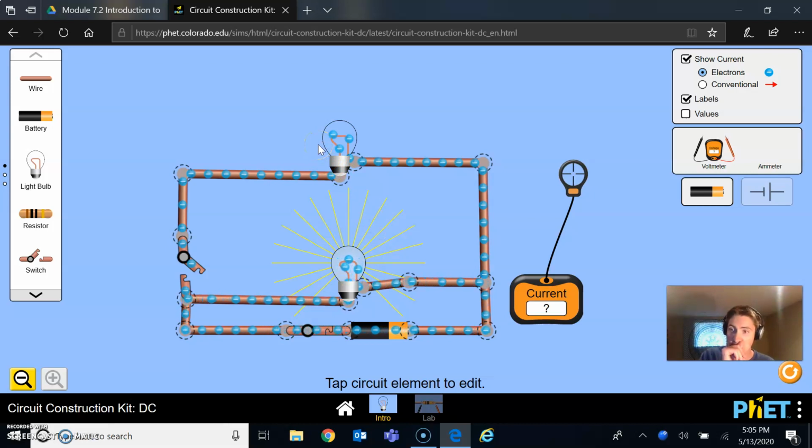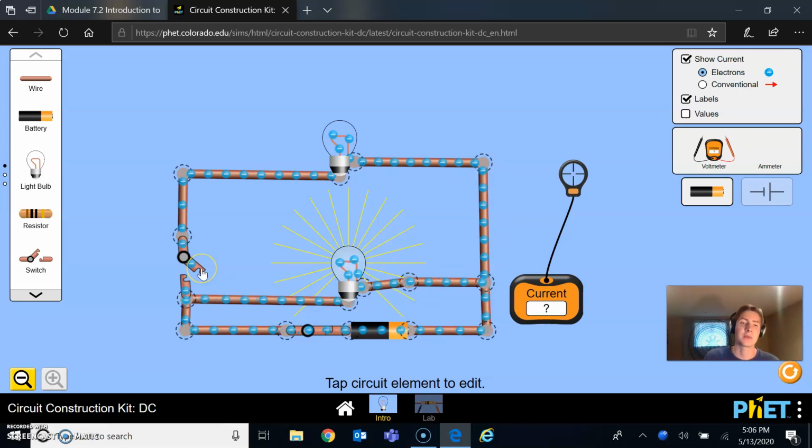So take a second, use the practice problems we did earlier to try to figure out what's going to happen when we switch this latch. Do you think this light bulb is going to be as bright as this light bulb right here? All right, go ahead and have your answer in your head.